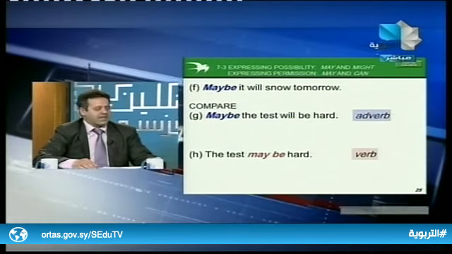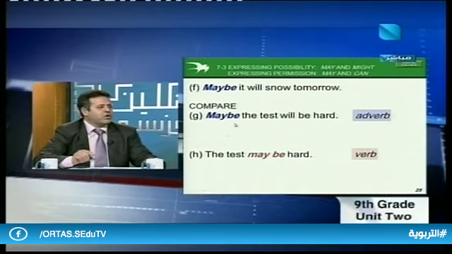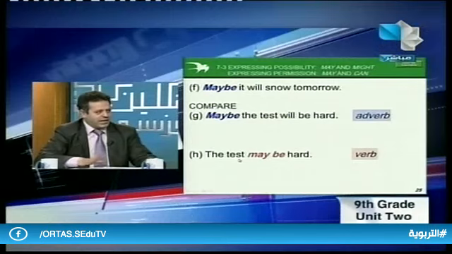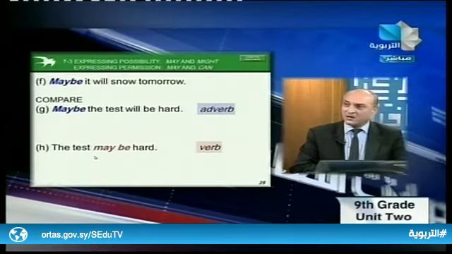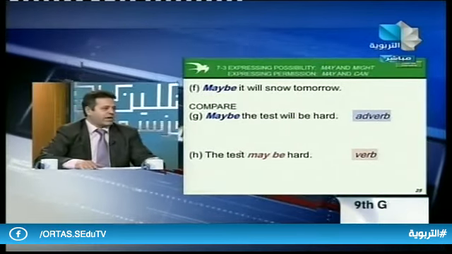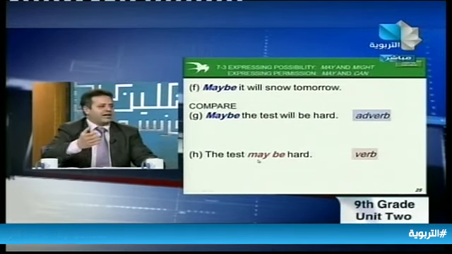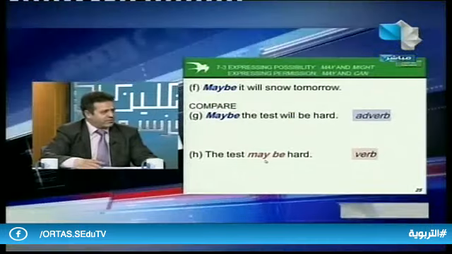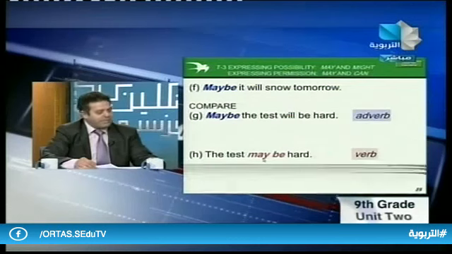But if we want to use may be, which is the modal may with be, then may is the modal auxiliary verb and be is the verb here, as in the last example. Students should know that we use be after modals if we have, for example, an adjective or a noun. We should use the simple form, or the zero form of the verb, and here we have a zero form, which is be. For example, the test may be hard.